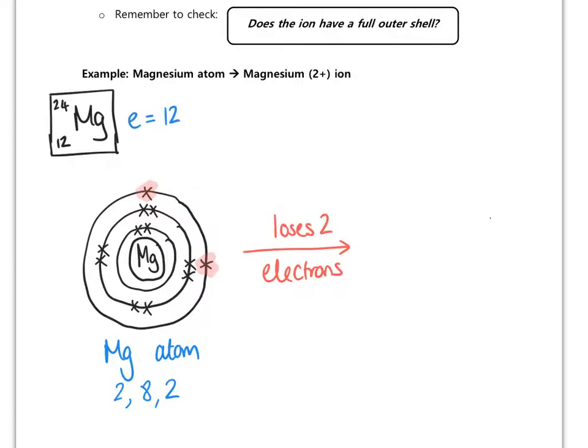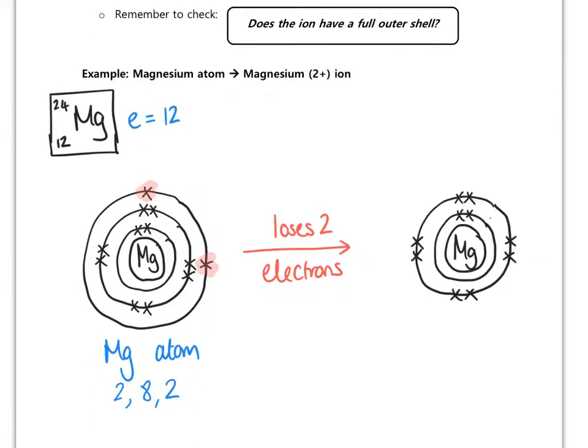Let's draw the electronic structure of what we are left with. So we now only have 10 electrons, or 2 electrons have been removed from the outer shell. My atom is, well, it's no longer an atom, it's now an ion, and so it no longer has a charge of 0. It's lost 2 electrons, so that must mean the charge on the ion is now +2. Remember, losing electrons makes your ion become positive, because I now have more protons than electrons. This is what we call the magnesium ion.